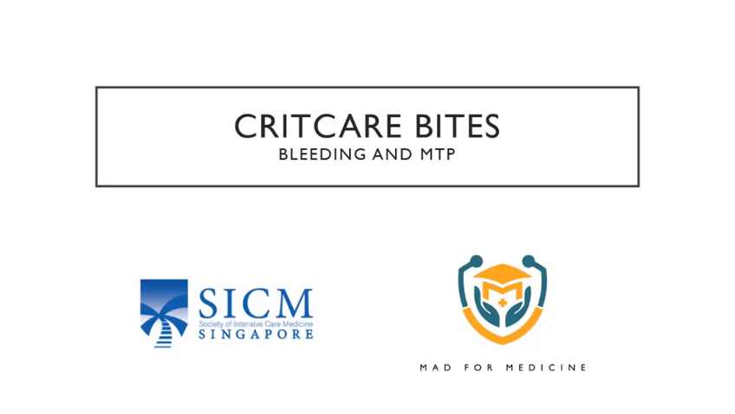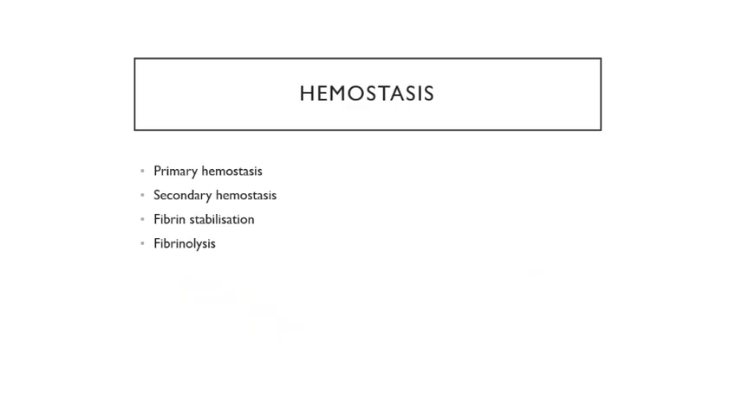In this episode of Crit Care Bites, we're looking at bleeding and the massive transfusion protocol. In order to manage bleeding, one will need to take a closer look at the hemostatic process. Hemostasis is a complex physiological process that prevents excessive bleeding when the vascular system is injured. It involves four main stages: primary hemostasis, secondary hemostasis, fibrin stabilization, and fibrinolysis.